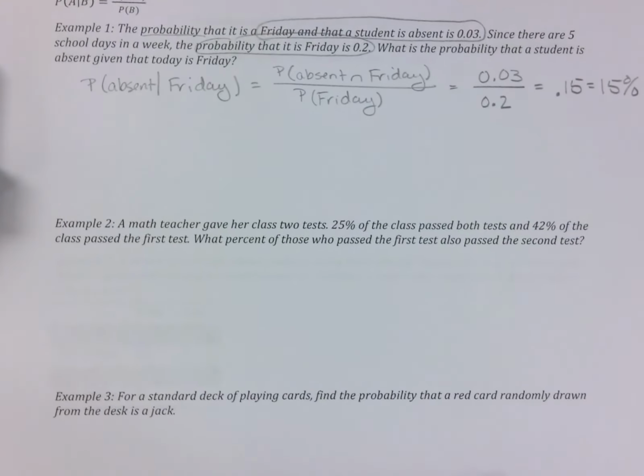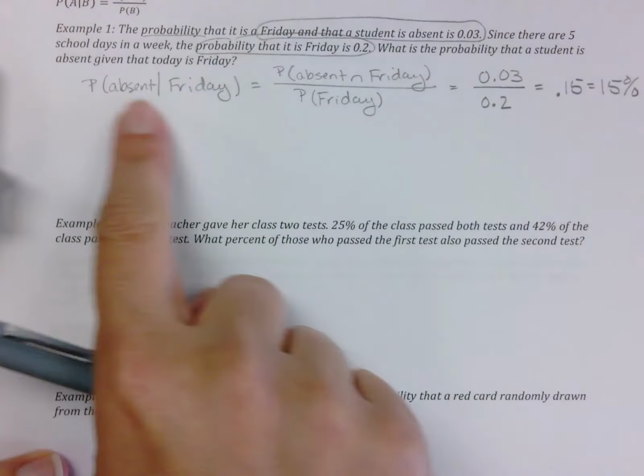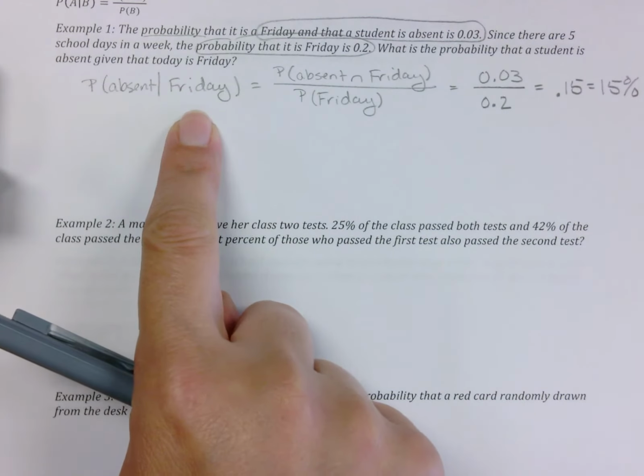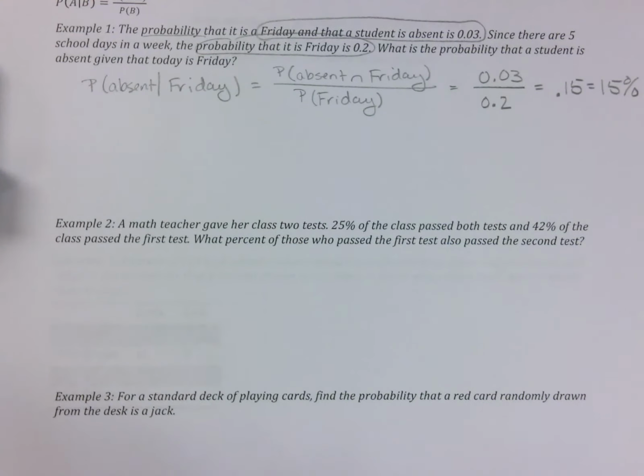The next thing that you're going to need to be able to do is actually write the probability statement. This is the probability statement. And this is where students tend to get tripped up, because you have to decide which event happened first and which event is going to happen second.